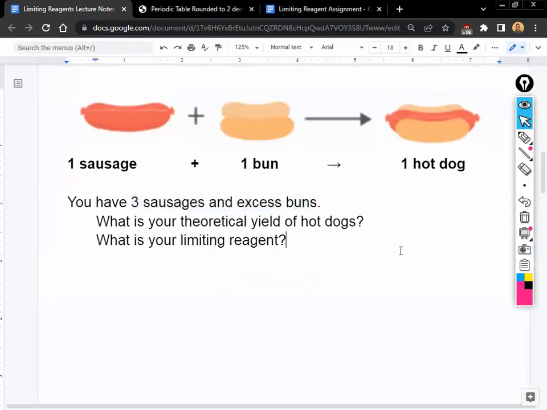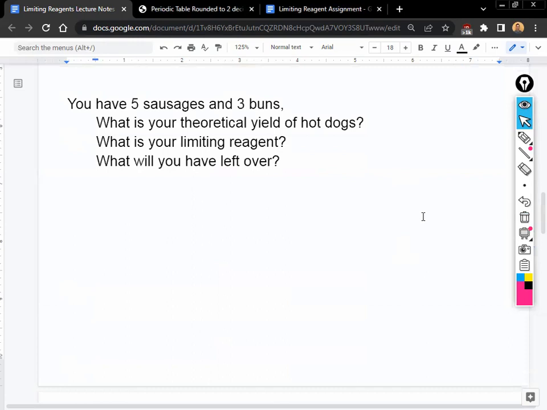Okay, let's move on. We're going to do one more example with whatever makes you guys laugh a lot. If you have 5 sausages and 3 buns, what is the theoretical yield of hot dogs that you can make? Show me with your fingers. How many hot dogs can you make in this scenario? Yeah, same thing, right? You can only make 3, because theoretically, if I have 5 sausages and I didn't need to worry about anything else, how many hot dogs could I make potentially?